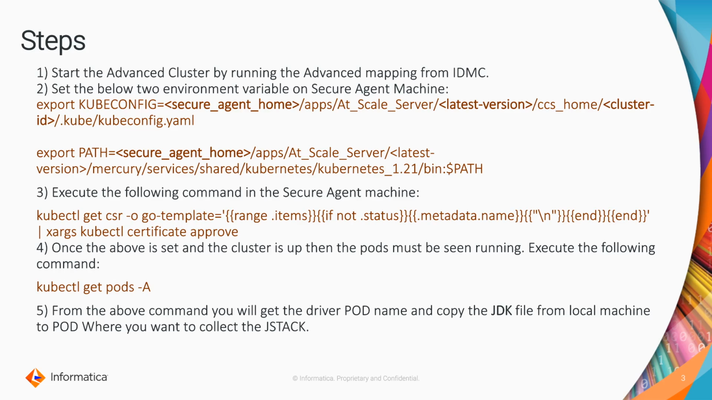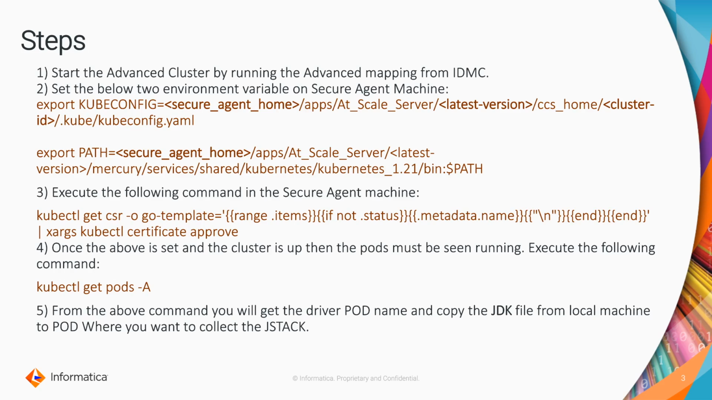JSTACK is a diagnostic tool used to capture thread stack trace of a running Java virtual machine. It provides a snapshot of all threads, including their state and stack traces, which will be essential for diagnosing issues such as deadlock, performance bottleneck, high CPU uses, and application hangs. Now let's see how we can collect JSTACK on Kubernetes pod for troubleshooting CDI advanced mapping issue.